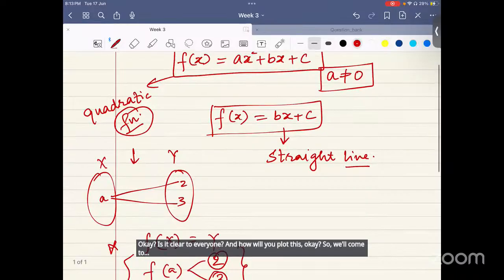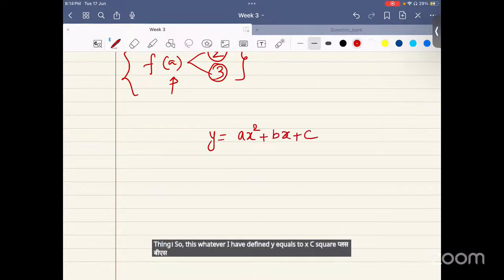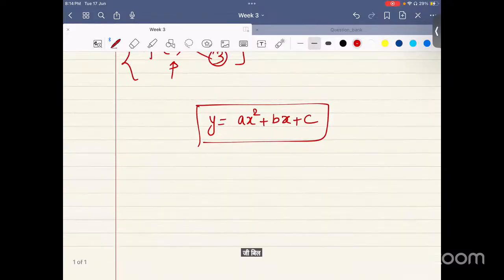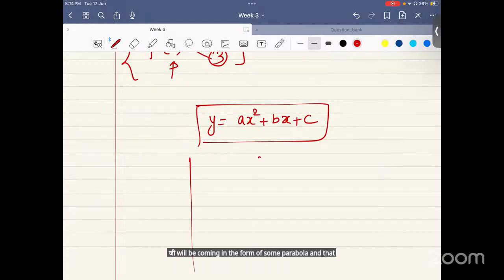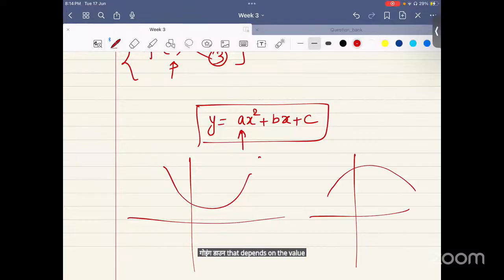Okay, so one more thing. Whatever I have defined, y equals ax square plus bx plus c, correct? If you plot this, it will come in the form of some parabola, okay? And that parabola can be of two types. It can be going upward or it can be going downward. That depends on the value of a, whether a is positive or negative.